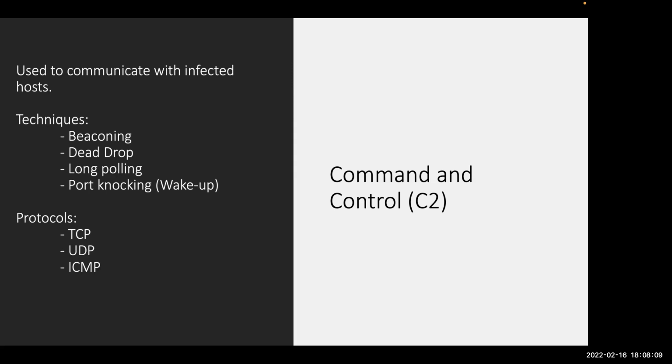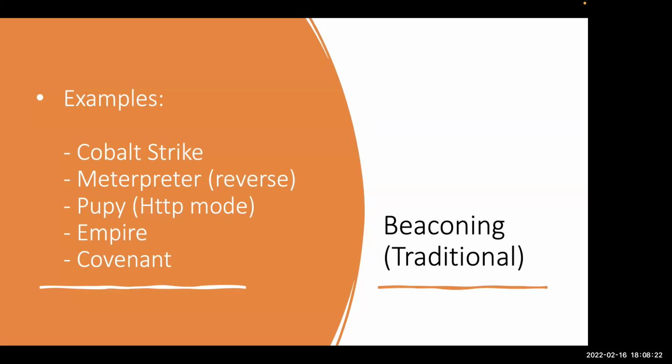ICMP, you can also use that to send your traffic, especially the beaconing. You can craft an ICMP packet, which is used for pinging, and send data back and forth to your C2. Those are some examples of C2 out in the wild: Cobalt Strike, Meterpreter, which is the Metasploit one, Covenant, Empire. Of course, there are many more out there.